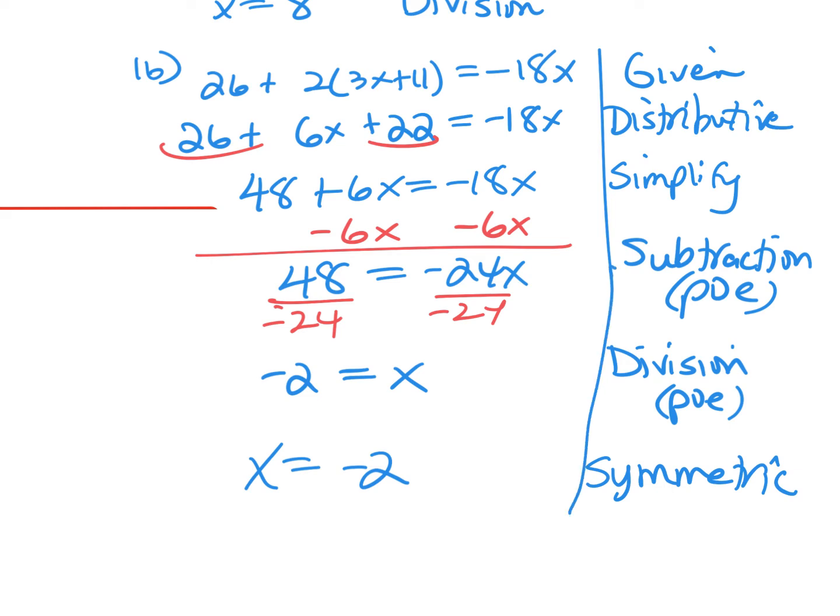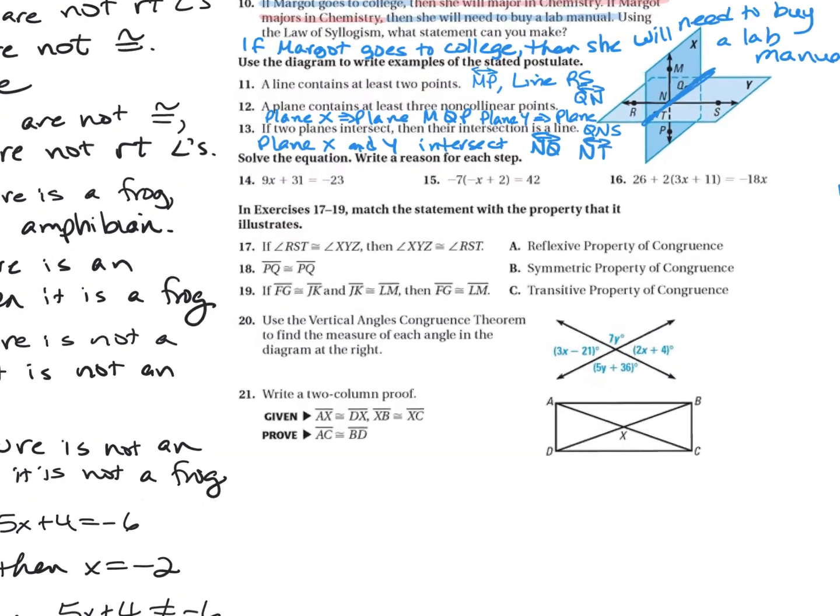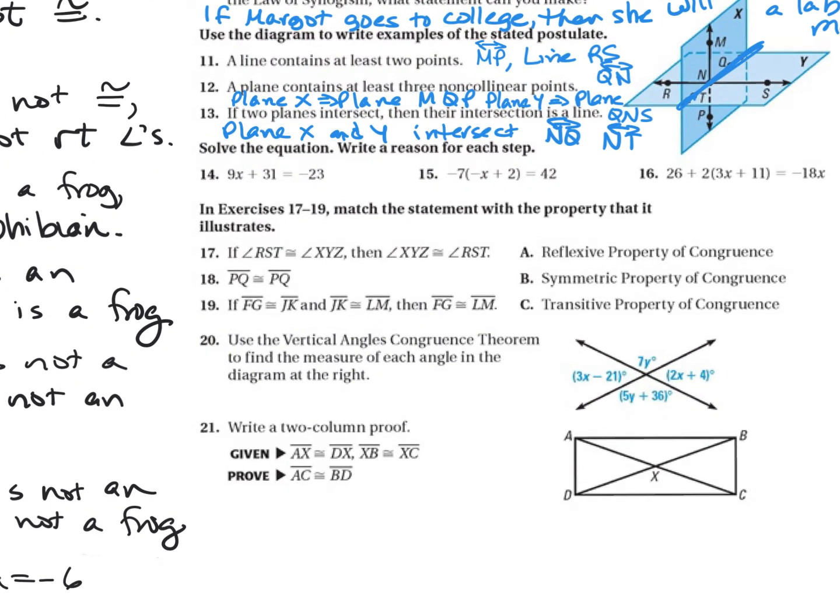Now, you will get questions like 17, 18, and 19, even though we've been using these 3 properties as reasons in proof, be able to identify them. So for 17, 18, and 19, number 17, this is the symmetric property. For number 18, this is reflexive, so it's A. And number 19 is transitive, so it's C.